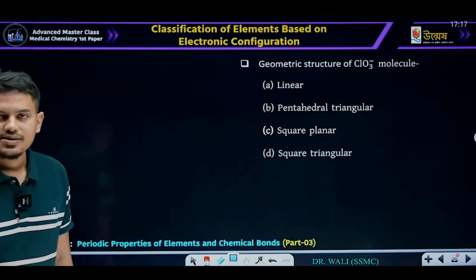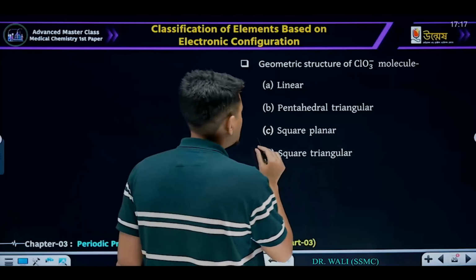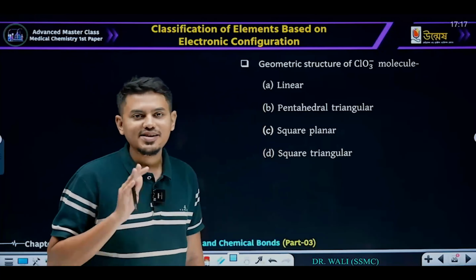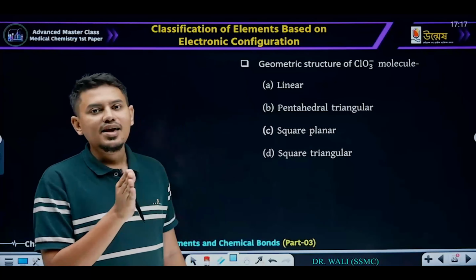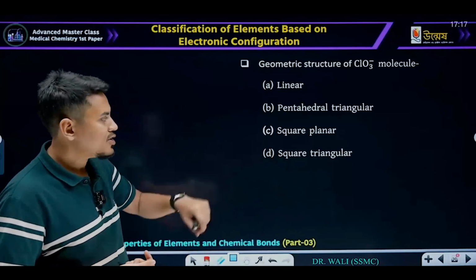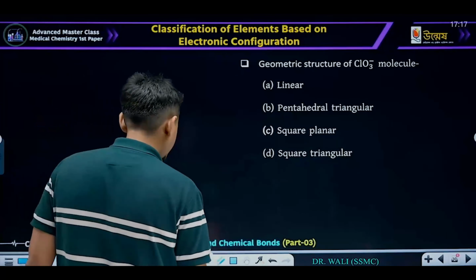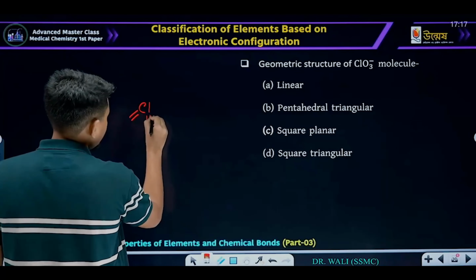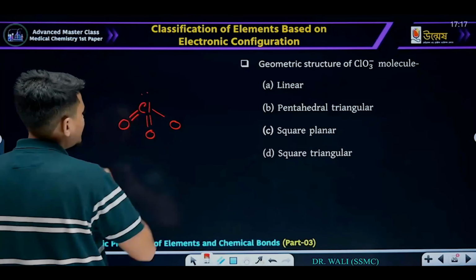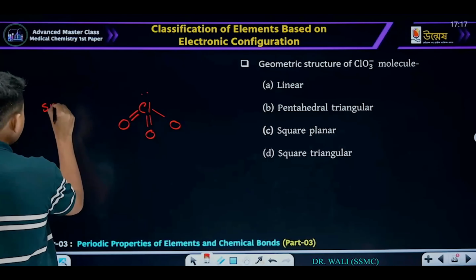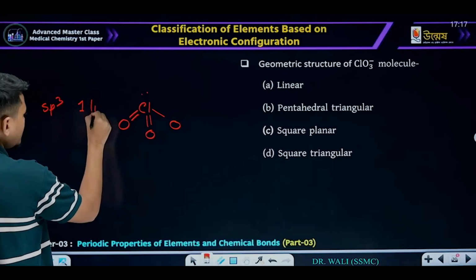Geometric structure of chlorate. Since it shows sp3 hybridization, the structure should be what? Though it is sp3 hybridization, it was placed in the sp2 section in Kovir sir's book. That's why tetrahedral is not an option here. But there is a twist. If you look at the structure, there is a lone pair of electrons here. Though it is sp3, there is a lone pair.